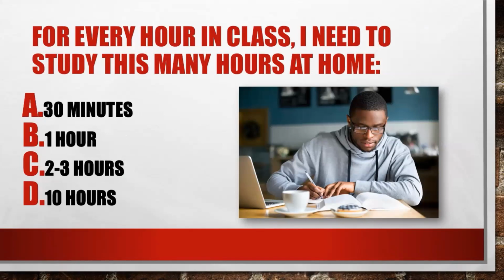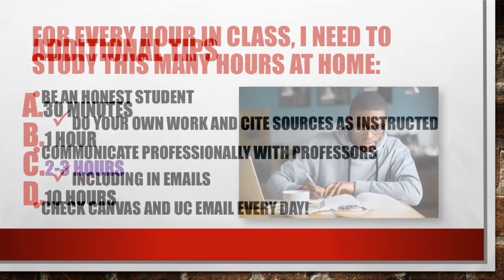But let's think about this one. For every hour in class, I need to study how many hours outside at home? Yeah, it's 2 to 3 hours. So let's do the math here. 12 credits, 12 hours in class plus 24 to 36 hours. That can be up to 48 hours a week. So for a full-time student, it really is like a full-time job, 40 hours a week or more.